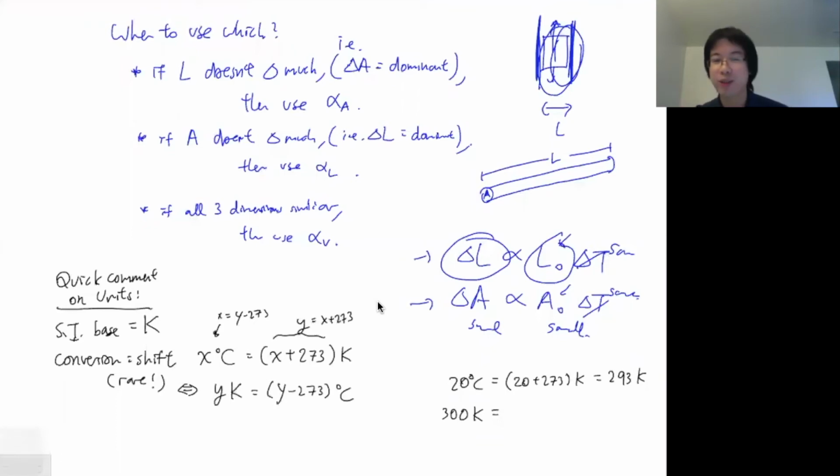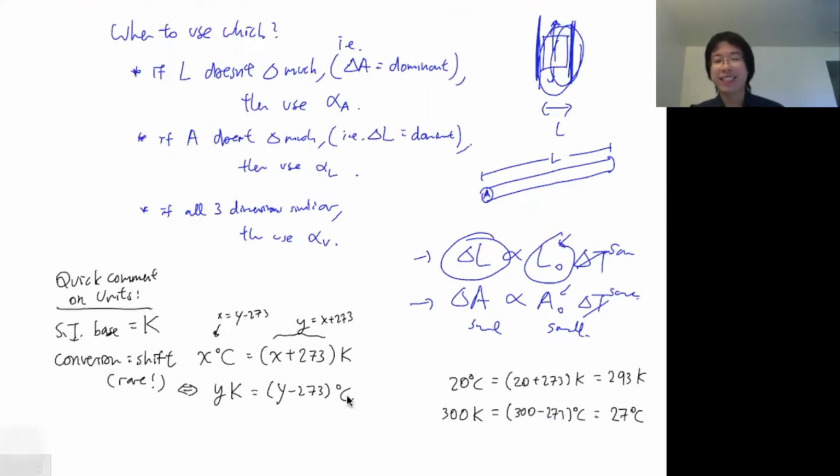But usually it's quite intuitive. You don't have to use a formula like this. So this is 300 Kelvin, the degree in Kelvin, and then you subtract 273. That will give you the Celsius. So that would be 27 degrees Celsius.